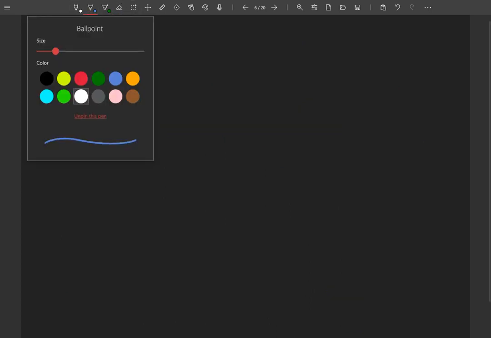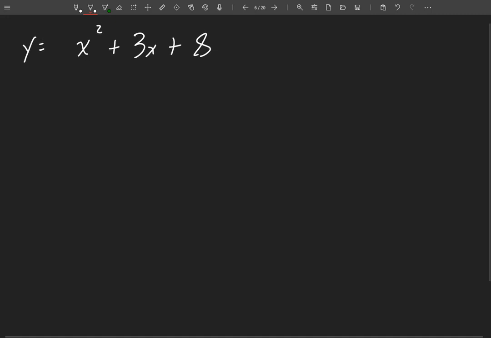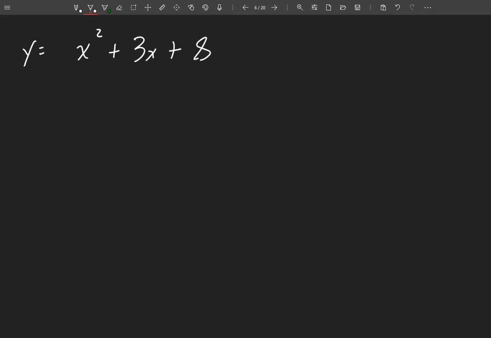Let's try this one. Y equals x squared plus 3x plus 8. All right, go ahead and give this one a shot real fast, and then come back and we'll talk about it.